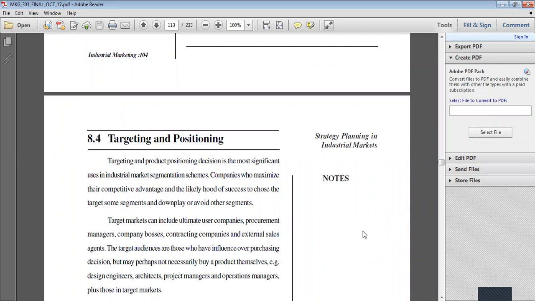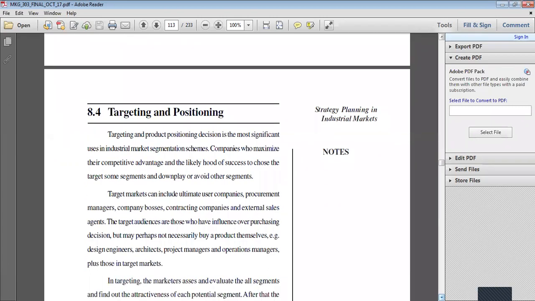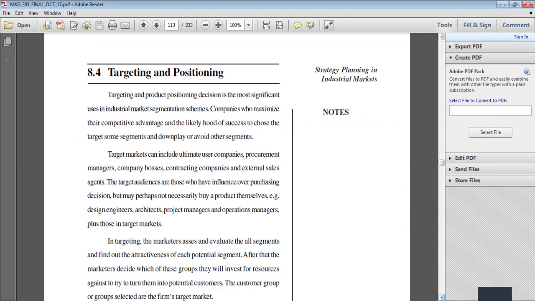Target markets can include end-user companies, procurement managers, company bosses, contracting companies, and external sales. Secondly, the target audience are those who have influence over purchasing decisions but may not necessarily be the buyers of a product. For example, design engineers, architects, product managers, and operations managers in target markets.